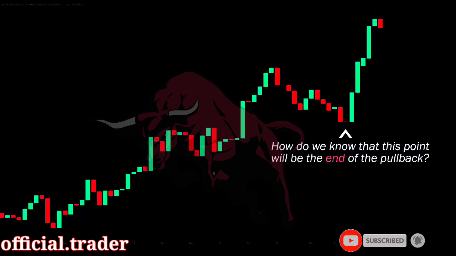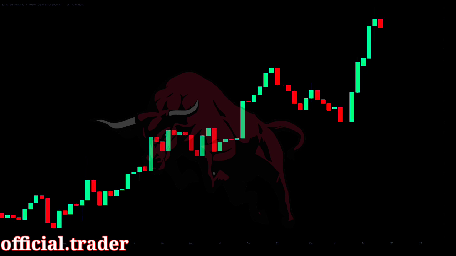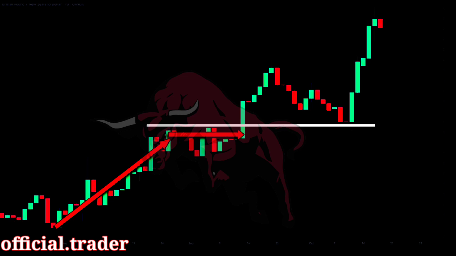Well, in my previous video, I mentioned that a pullback tends to end at a previous key level, like in this example. Here, we can see that the price went up and consolidated at this level, making this a level of resistance. Next, we saw the price broke through the resistance level and made a pullback. Now notice where the pullback ended: the previous resistance level that we drew earlier. And so it's widely known that pullbacks tend to end at a key level.